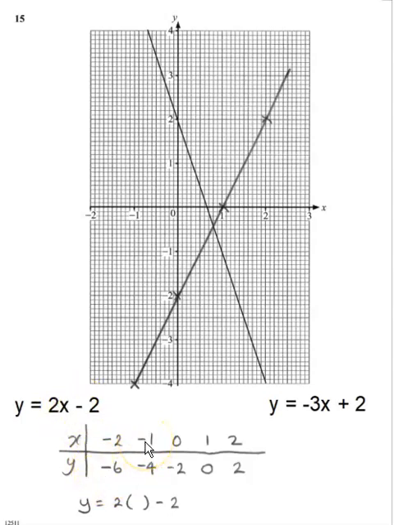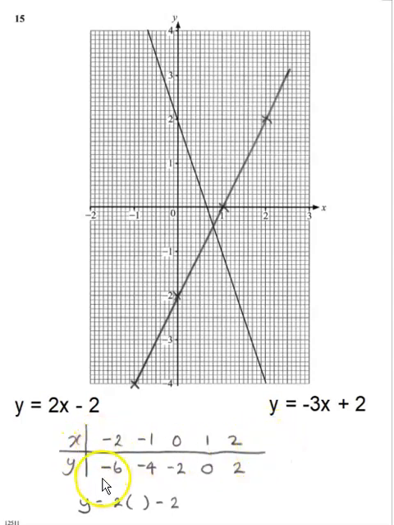Then we take the minus 1. 2 times minus 1 is minus 2. Take away 2 is minus 4. And we carry on like that. 2 times 0 is 0. Take away 2 is minus 2. 2 times 1 is 2. Take away 2 is 0. 2 times 2 is 4. Take away 2 is 2. Once we've got that, we can actually draw the graph or plot the points.